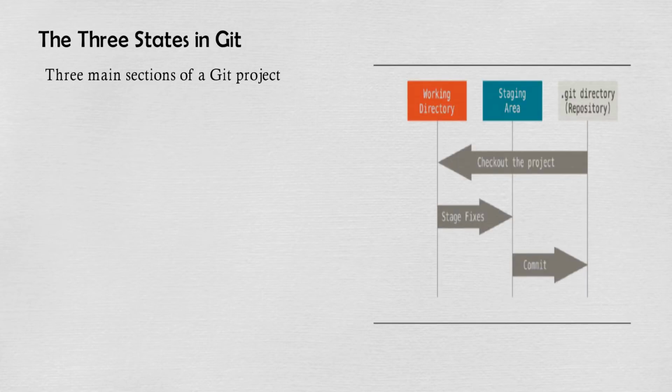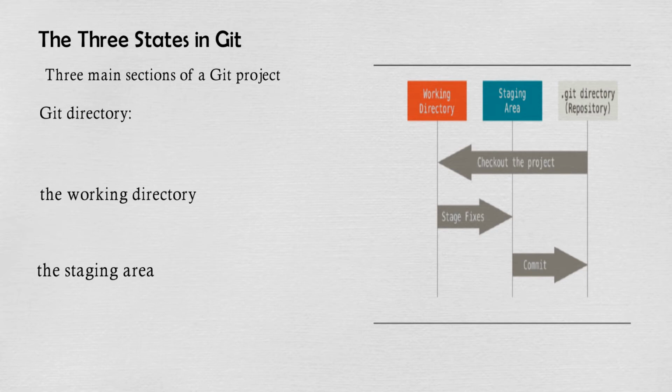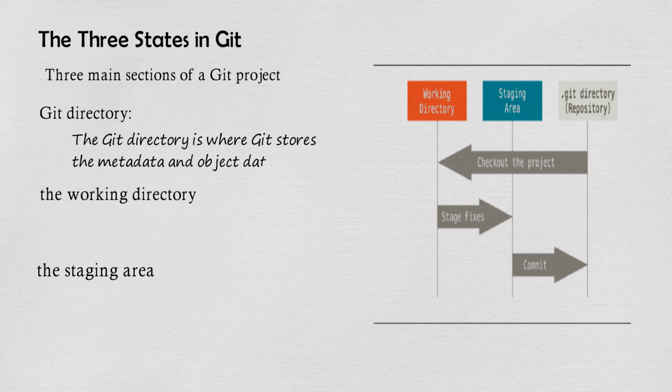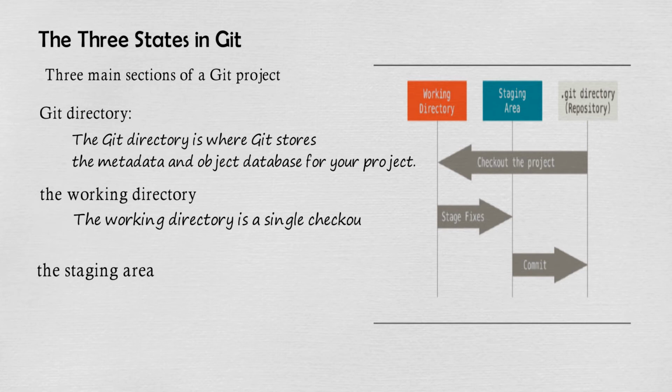Now let us see how Git works. Git works in three stages: the Git directory, the working directory and the staging area. Now let me define them one by one. The Git directory is where Git stores the metadata and object database for your project. This is the most important part of Git, and it is what is copied when you clone a repository from another computer. The working directory is the single checkout of one version of your project.